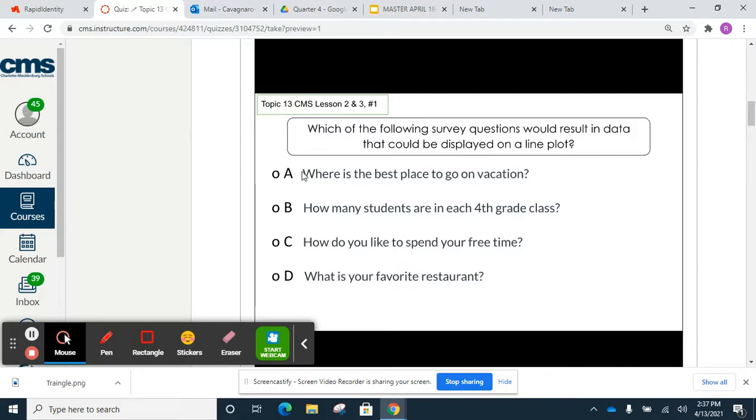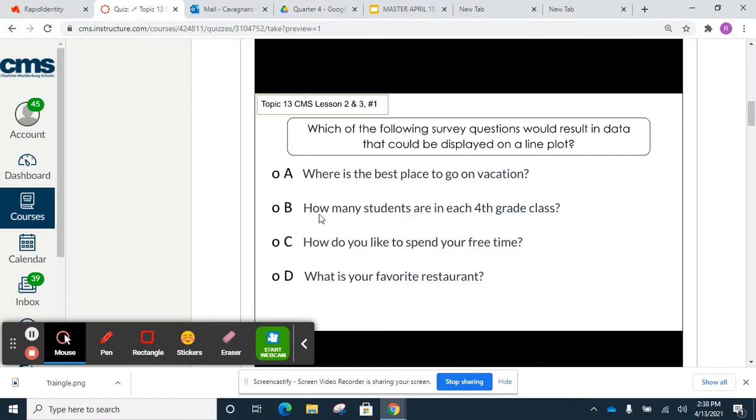That's too much. So like letter A says, where's the best place to go on vacation? Well, people could say Florida, Dominican Republic, Maryland, Maine, New York, Chicago, Aruba. It would just be too much, okay? You want to try to limit it. If you look at question C, how do you like to spend your free time? Reading, playing video games, jump roping, walking, running, playing soccer, dancing, singing. Too much, right? Favorite restaurant? Think of all the restaurants in the world. It would just be too much information.